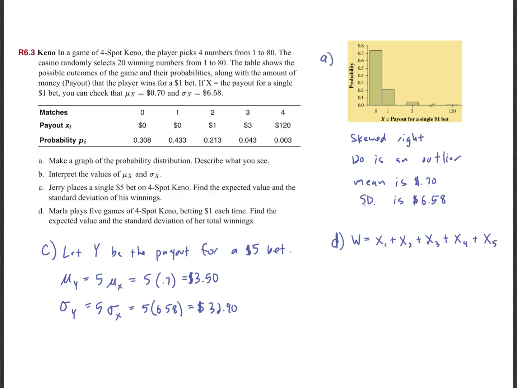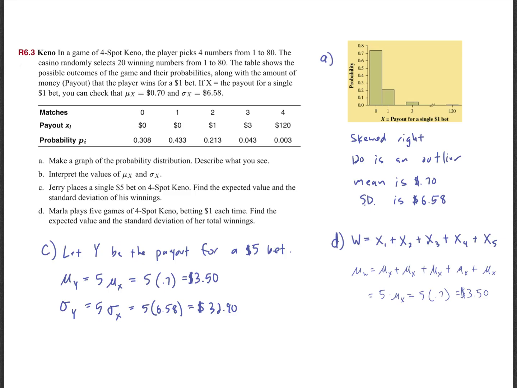Okay, so technically, they want to find the expected value, which is the mean. So the mean of W is technically the mean of X plus the mean of X, and so on, but that's really just 5 times the mean of X. So that ends up being the same as if we had just placed a $5 bet. And that should make sense.